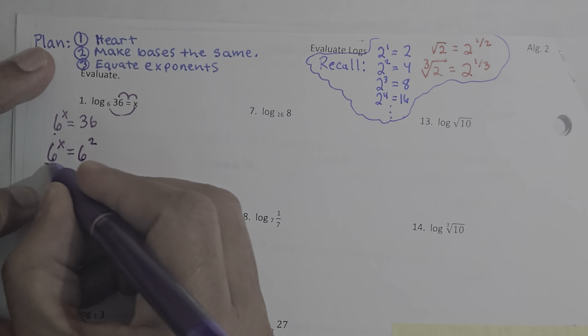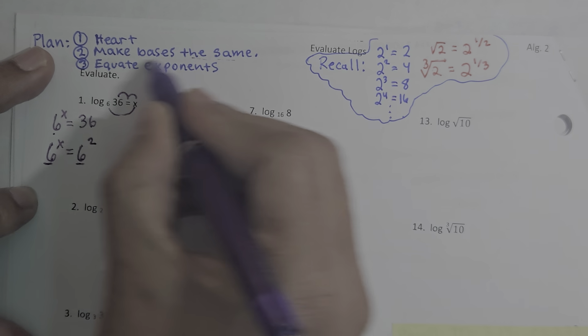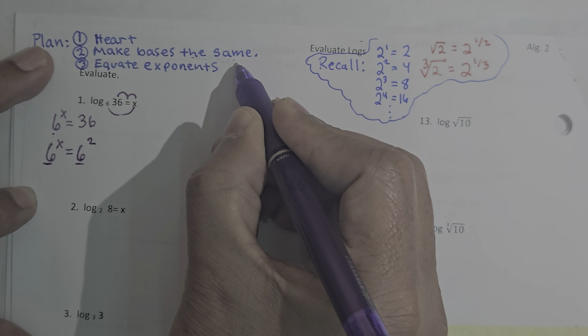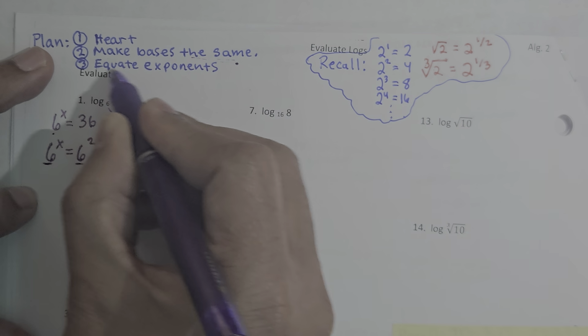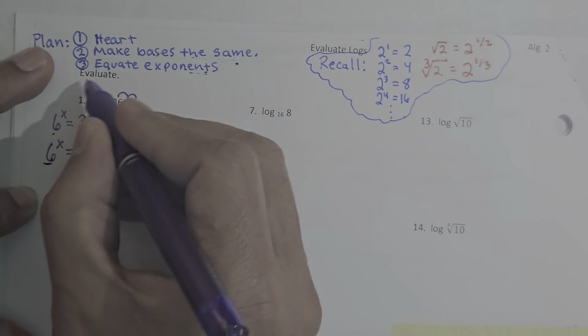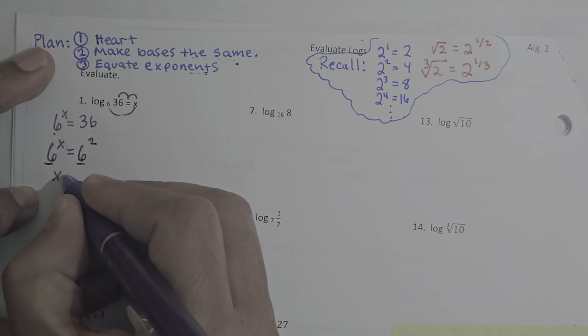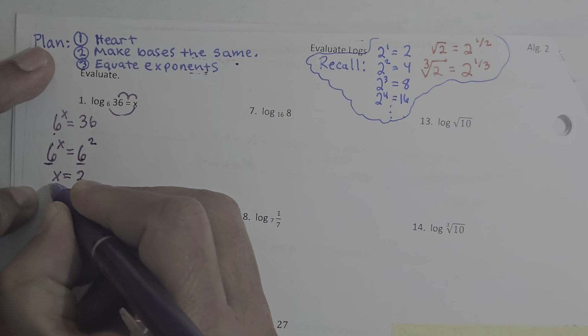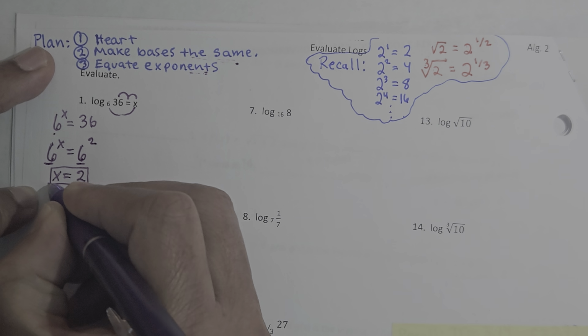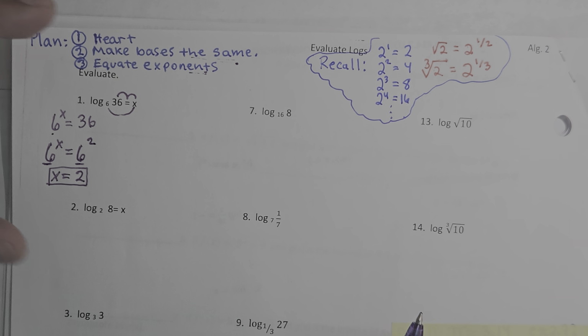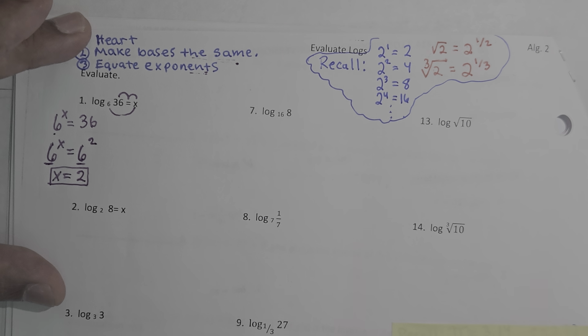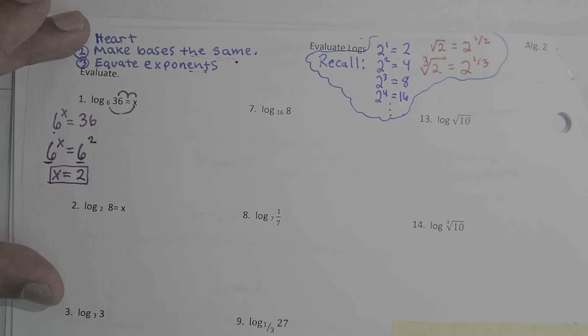So as you can see, we have the same base. So this is step 2. So then what we can do next is we set the exponents equal to each other, or equate the exponents. So this just means that x is equal to 2, and we're done. So this is kind of solving exponential or logarithmic equations, but not really. Okay, so this is kind of the introduction to it.